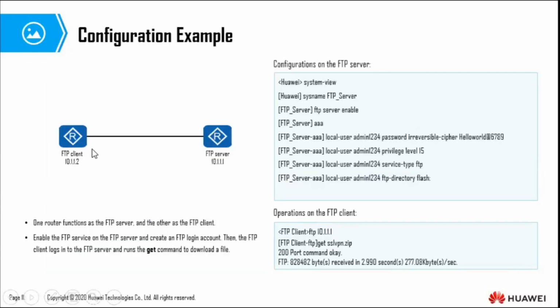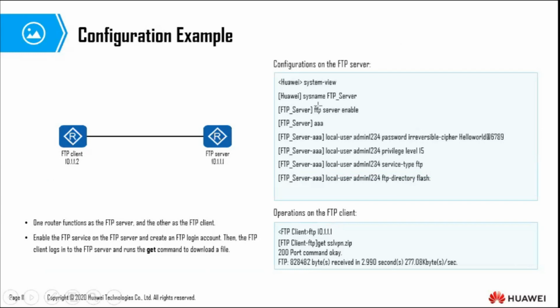So let's configure this router here as the client, and then this one as the server. Then we can use the get command to download a file from the server. So how then do we do that?